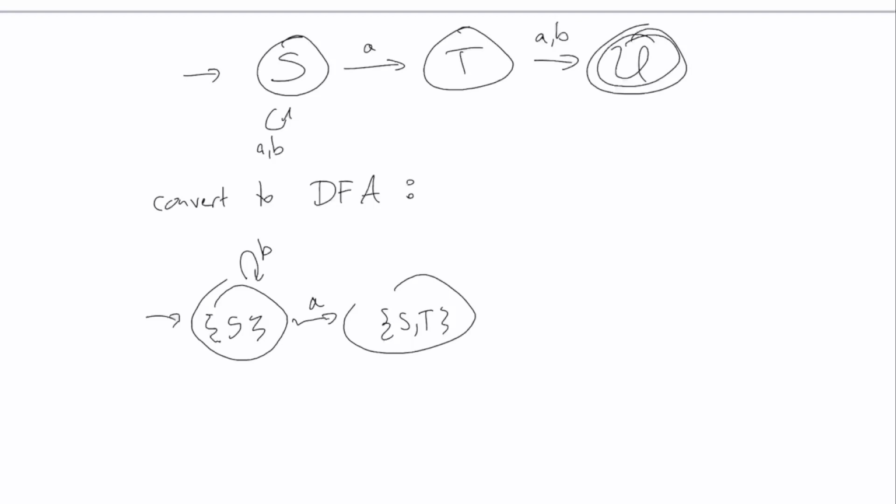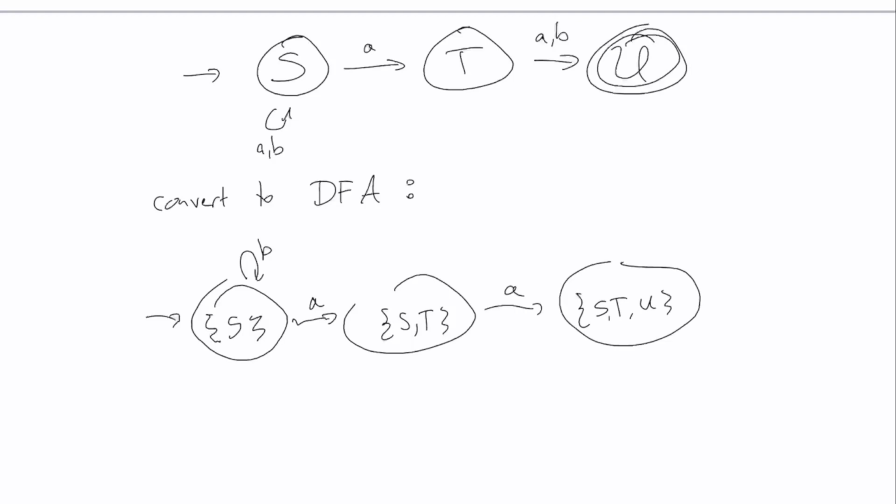Let's talk about S and T then. From S and T, read an A. What do you think? Someone else want to shout it out? Starting from either S or T, where can you end up if you do A? Yeah? STU. I agree. You can end up in S here, you can end up at T like this, and you can end up in U like this. All right, so I have to make a new state for STU. I'll put that over here.